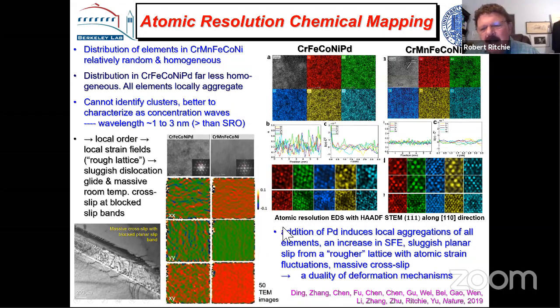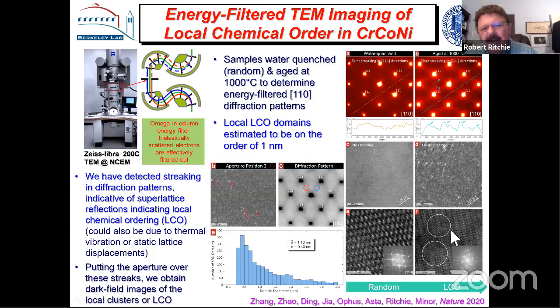We did a second experiment. This is with Andy Minor at Berkeley, to try and measure short range order directly. We use an in-column energy filter, which gets rid of the inelastic scattering of the atoms. And we looked at a water quench sample, which we hope was random, and one that we annealed at about 1,000 degrees to give us the short range order.